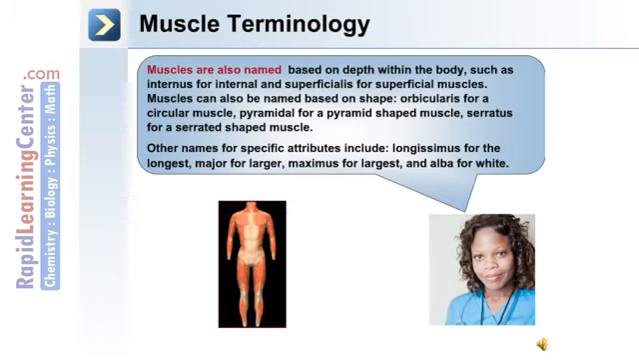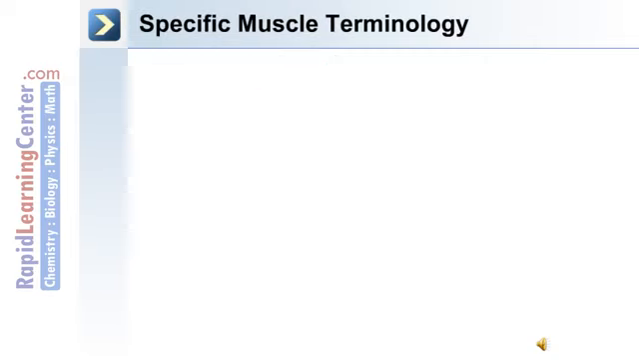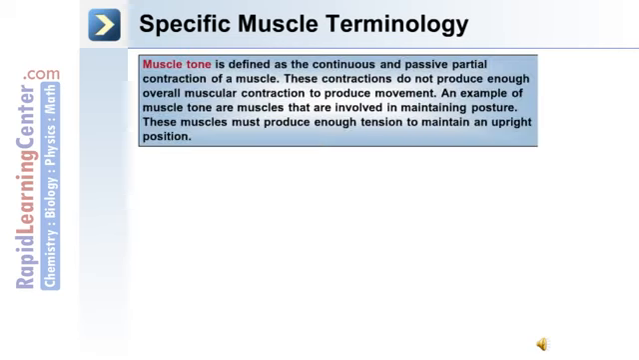Muscles are also named based on their depth within the body, such as internus for an internal muscle and superficialis for a superficial muscle. Muscles can be named based on shape. Orbicularis for a circular muscle, pyramidal for a pyramid-shaped muscle, and serratus for a serrated-shaped muscle. Other names for specific attributes include longissimus for the longest, major for the larger, maximus for the largest, and alba for white. The following are some specific muscle terminology.